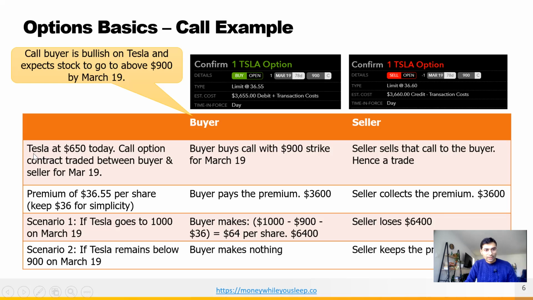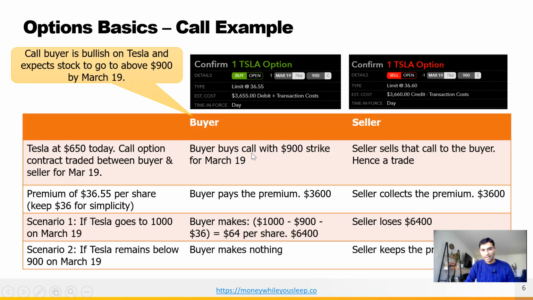Okay, so let's assume Tesla is at $650. I think it has gone up further now. When I put this example, it was around $650. So let Tesla be at $650, and a call option contract has been traded between a buyer and a seller for March 19th. Make sense, guys? This we have covered.